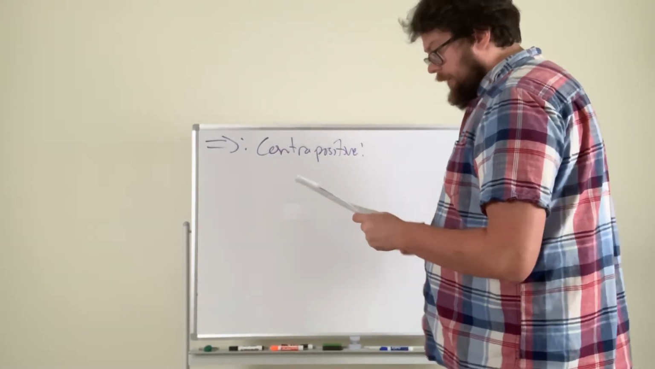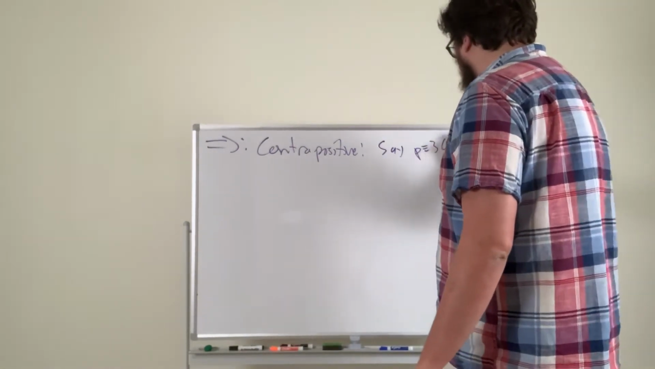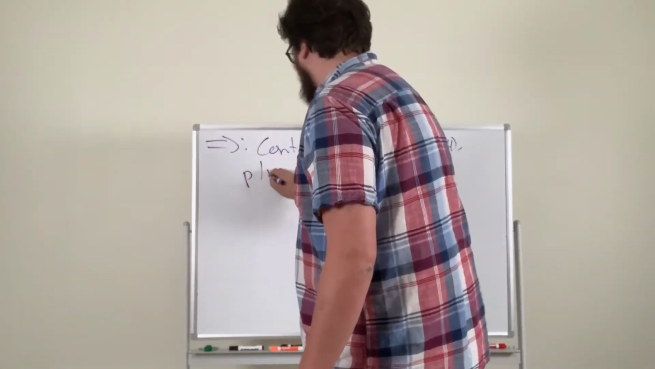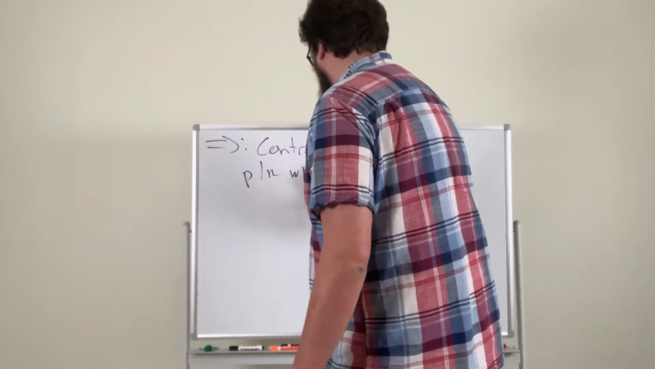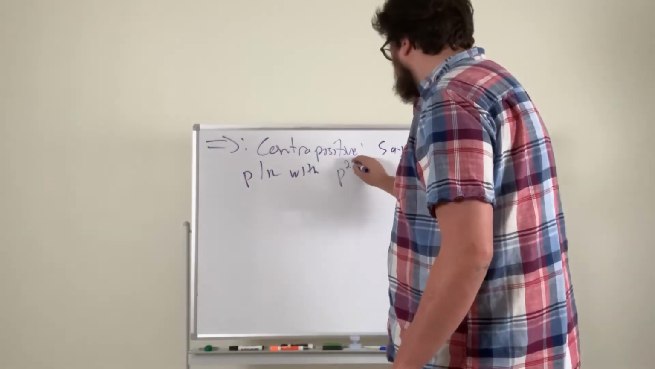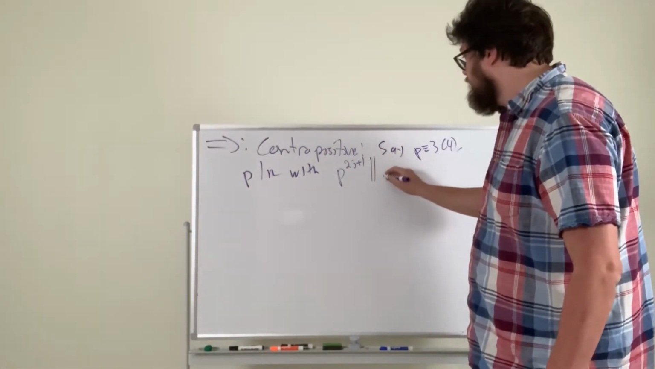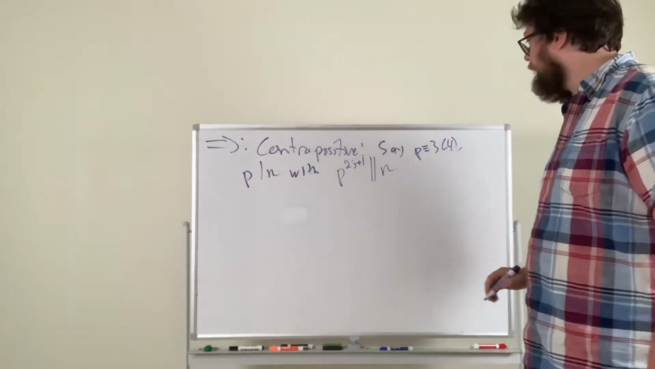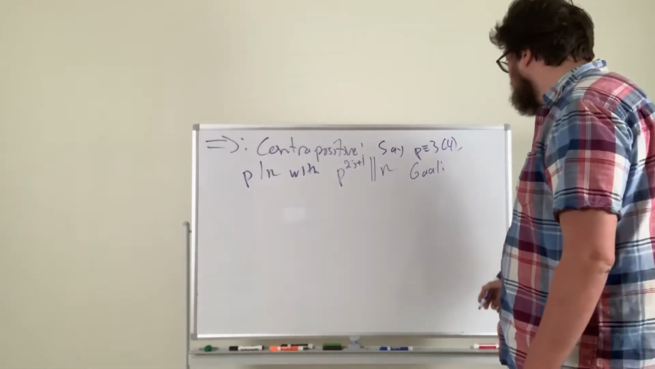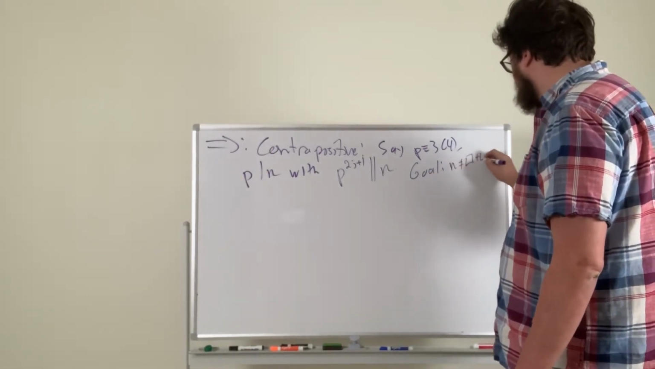So say p is a prime that's congruent to 3 mod 4, and p divides n with an odd exponent. So I'll say p to the 2j plus 1 is exactly the exponent, right? So p to the 2j plus 1 exactly divides n. So the contrapositive is that if I have such a prime occurring, then the goal is to show that n is not a sum of two squares.